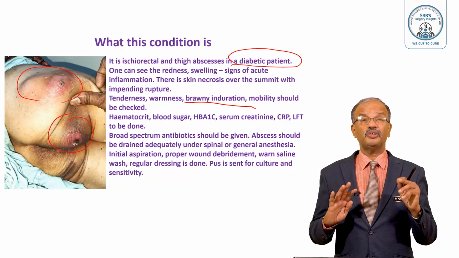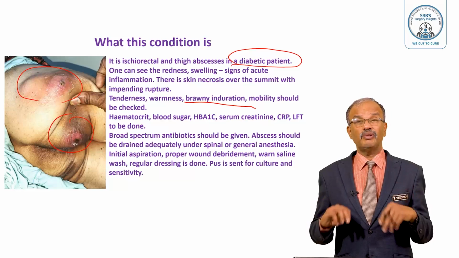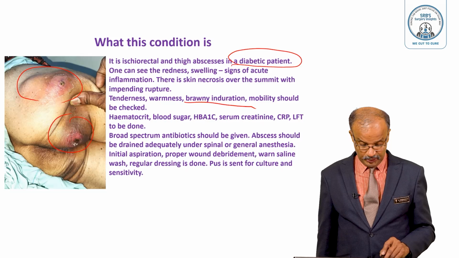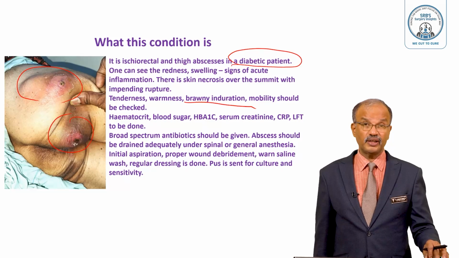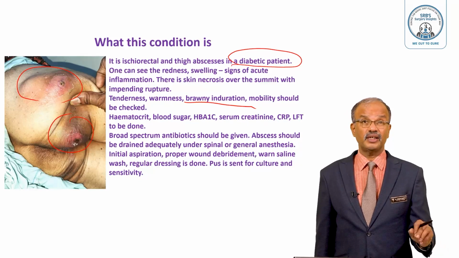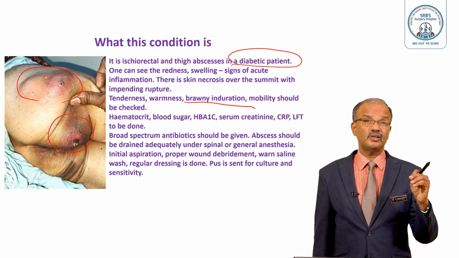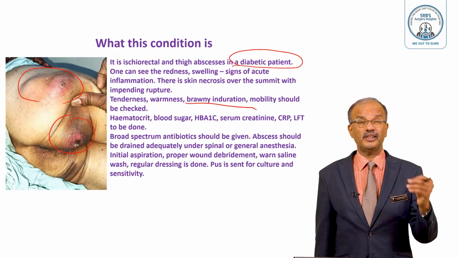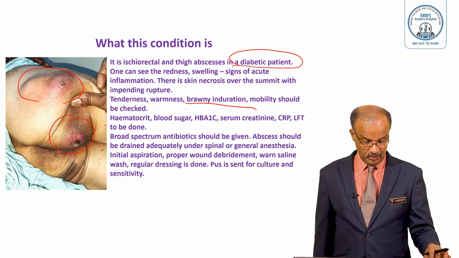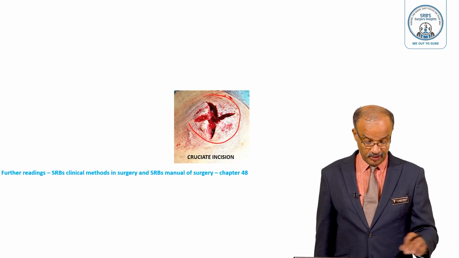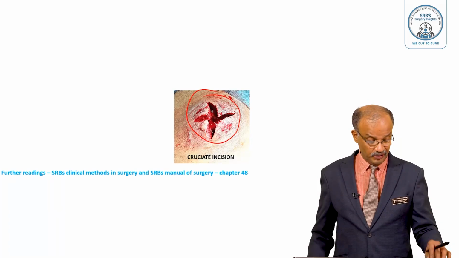Drain all pus. Send the pus for culture sensitivity. Curette properly. Give a good warm saline wash. Pack the cavity. This is what exactly is required. Continue the antibiotic. Correct the diabetes. Maintain the nutrition. Improve the mobility. Give physiotherapy also. Prevent the recurrence. Complications are fistula, osteomyelitis of the deeper bone like the ischial bone, sinus formation, recurrent abscess formation, sepsis, and so on. A typical cruciate deep incision is what you have to use in such a situation, so that it won't close and drains continuously.